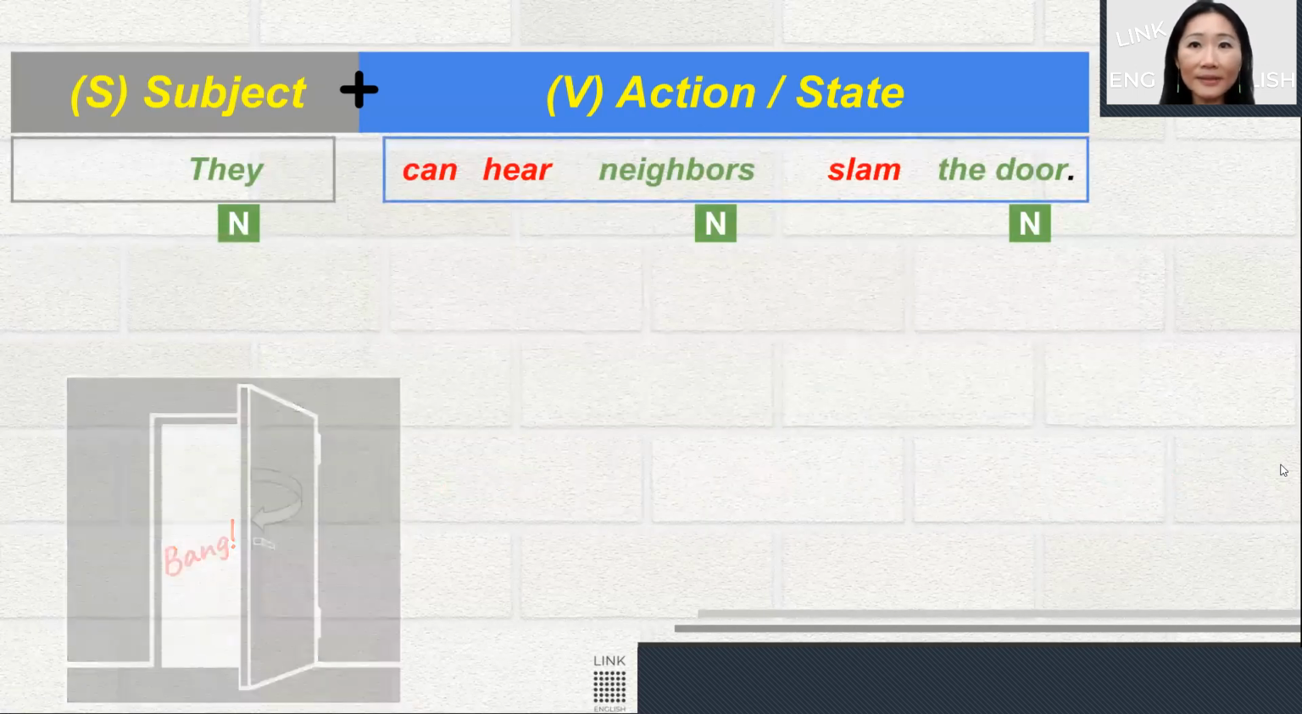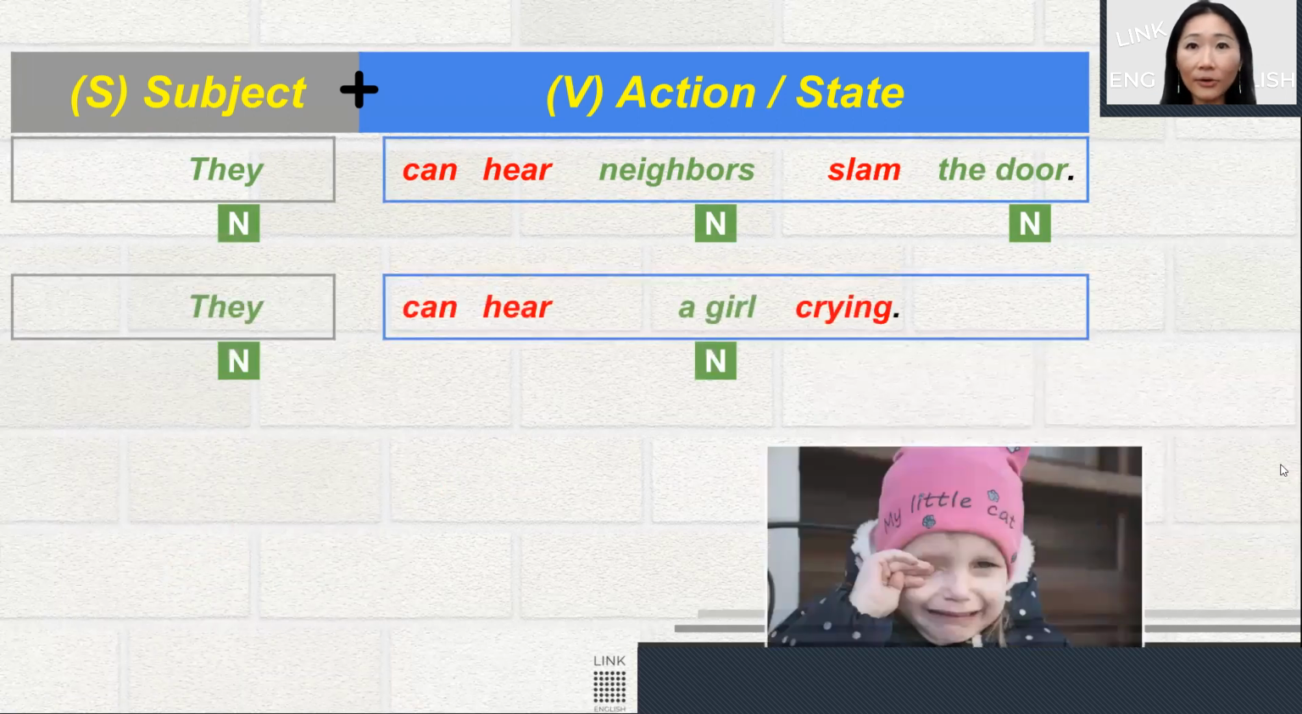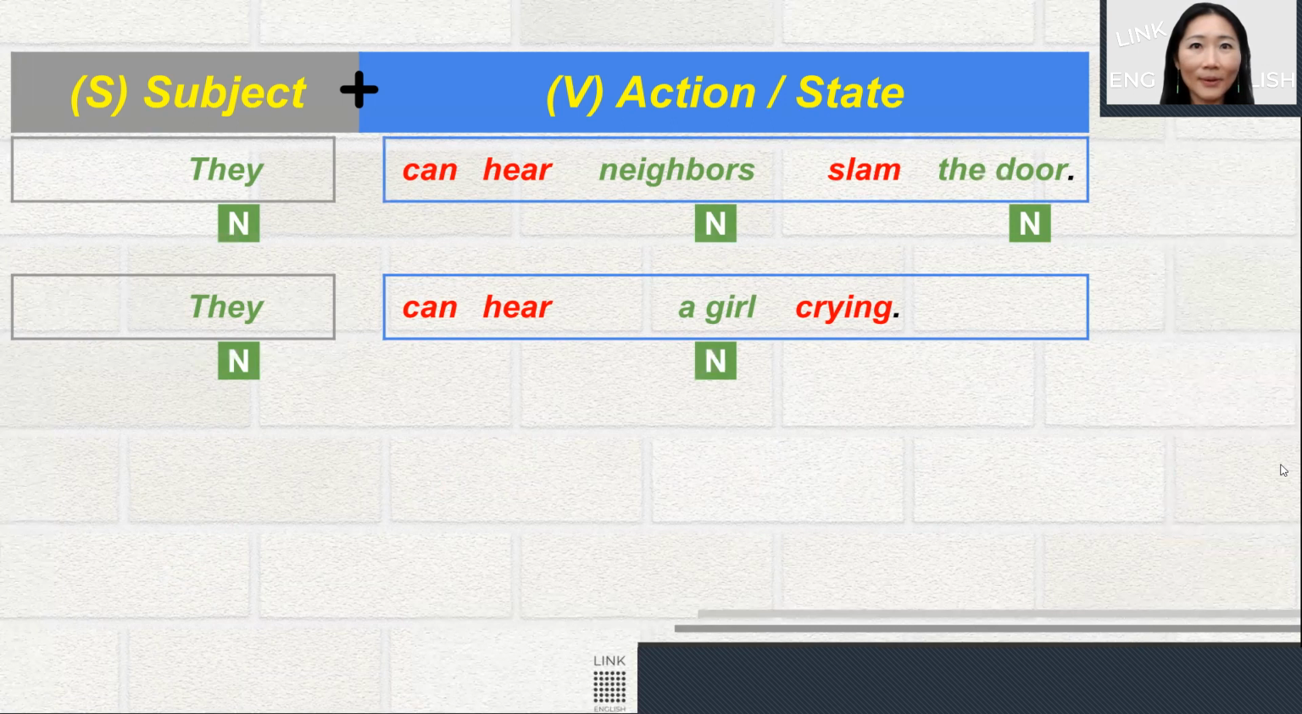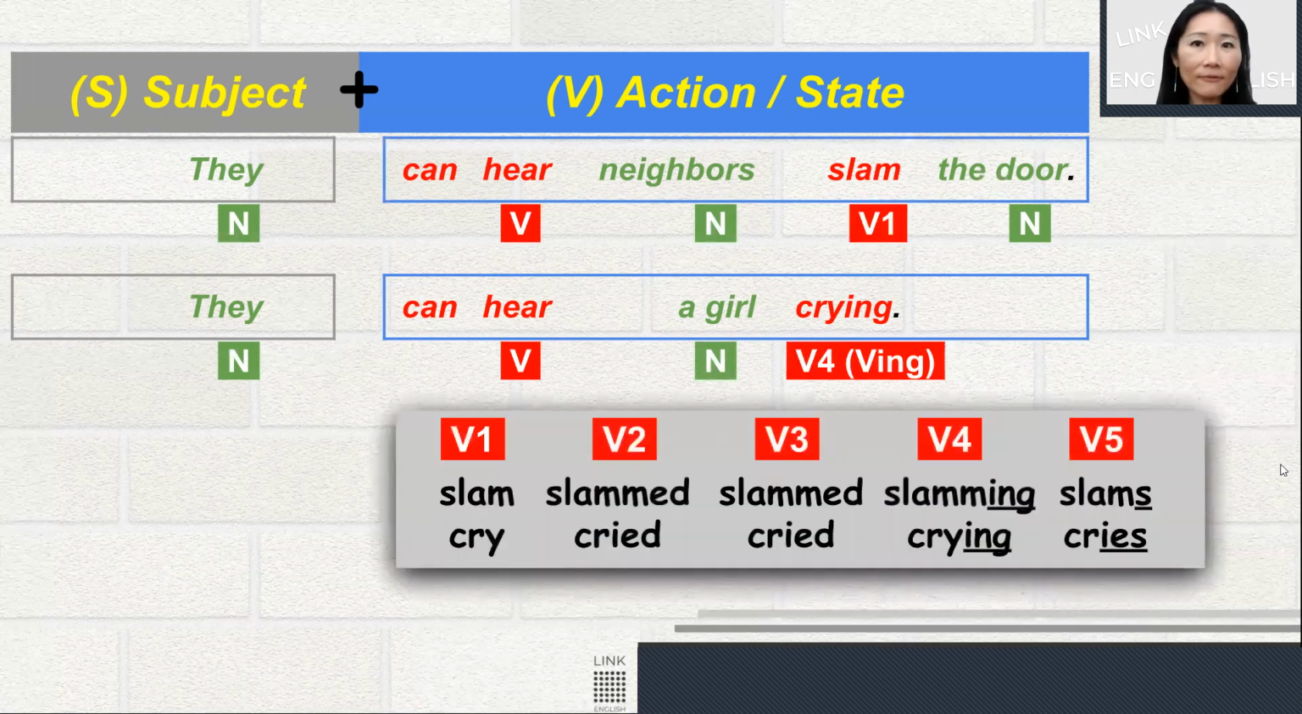They can hear neighbors slam the door. They can hear a girl crying. When the first verb is hear with a noun, the second verb can be V1 or V4. But when you use V1, it means this action is short or finishes quickly. Bang, slam the door. If you use V4, it means this action is longer or it is still happening when they hear it. Crying.